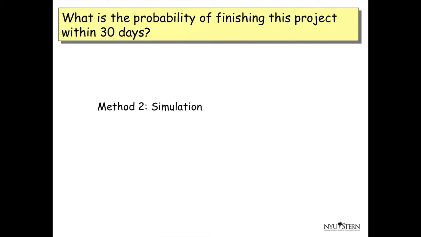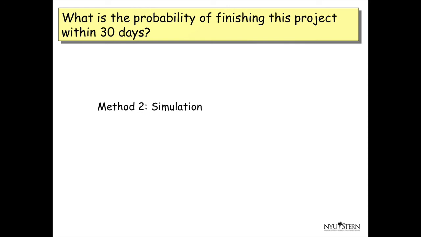A second method that we have for calculating the probability of finishing the project within 30 days is using simulation, which is a tool that we covered a while ago. The idea would be to look at the distribution of the duration of each of the activities, collect data on those, simulate their durations, find the critical path, repeat this a number of times until you feel confident that you have a good estimate of this probability, and you would use that.